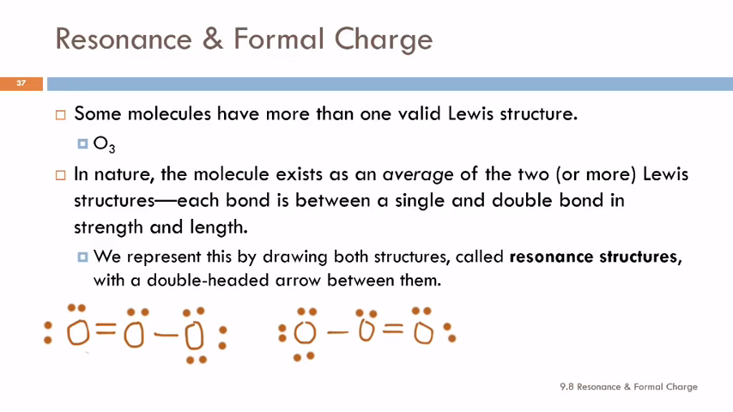So what we do in the Lewis structure is we draw both of these and we put a double-headed arrow in between them. These are called resonance structures. The word resonance to me implies a back and forth, right? Like a guitar string vibrating, resonating. That implies that it's going back and forth between these, but that's not what it's doing.